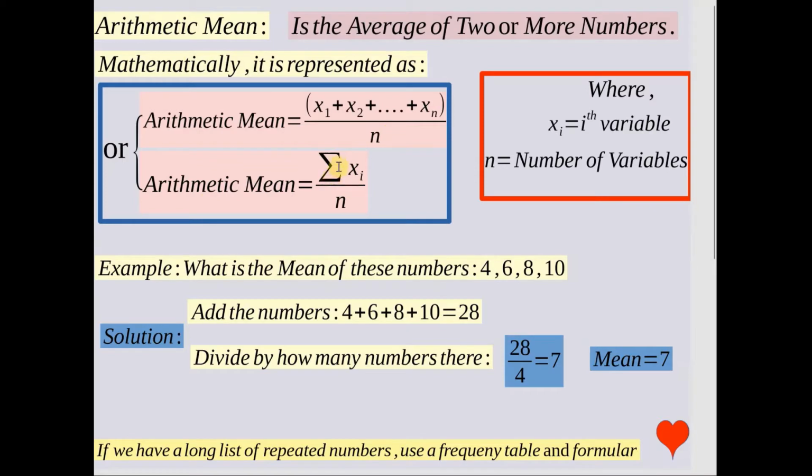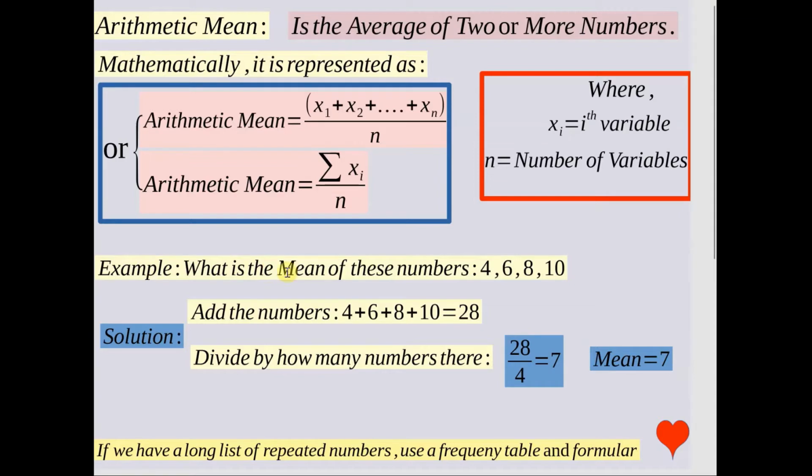It can also be written as the summation of xi divided by n, where xi is the ith variable and n is the number of variables. Now let's look at an example of finding the mean or the arithmetic mean.